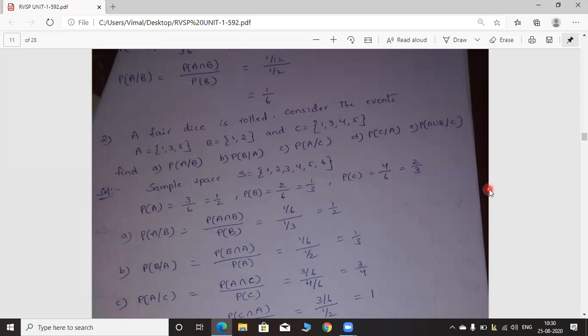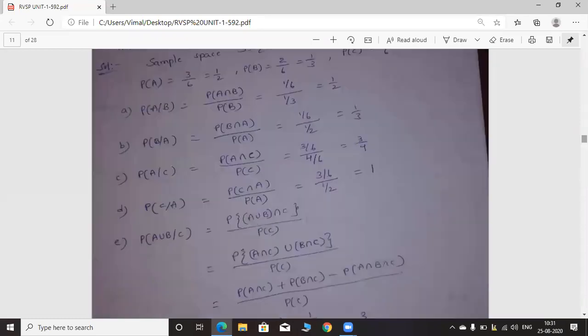Now let us go for the fourth bit, that is probability of C given A. Here the positions of A and C are interchanged in the fourth bit. Anyhow, the formula becomes probability of C intersection A divided by probability of A. That is the formula according to conditional probability.